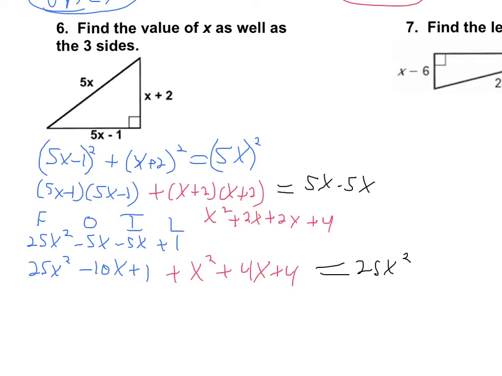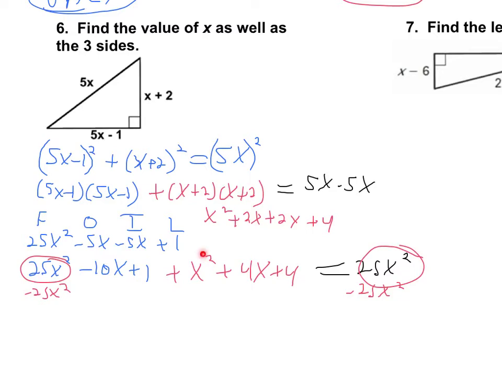Actually, the first thing I notice right away is that this is 25x squared over here, and this is 25x squared there. If you subtracted 25x squared from both sides, both of those would just go away. Works out kind of conveniently. All right, what do we have left after doing that?